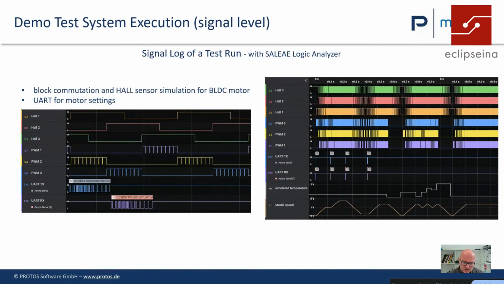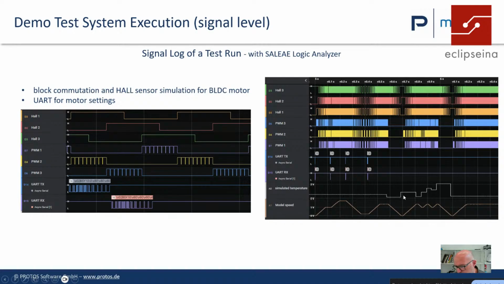And a typical test execution looks like that. On an electrical level, we just use the Saleae logic analyzer, so nothing special here, to log the test execution. You don't need this for the test automation, but it makes it easier to understand what our system does. For example, we measure those 3 PWMs in our system under test, then we generate the Hall signals as a real motor would do. And here we satisfy the UART interface. We send commands to our system under test. And we also have an analog value here. That's the analog value for our temperature sensor.